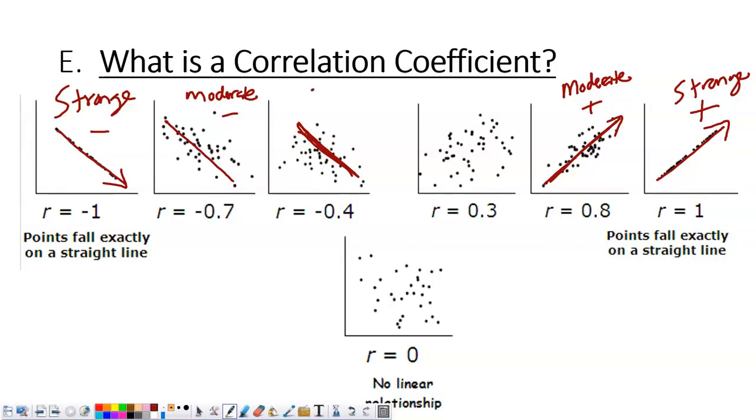Same thing here. This is a pretty weak relationship. This is really weak. It still has a little bit of a downward trend, so we'll say it has a weak negative relationship, but it's very weak. You barely see it. This one, I could see a little bit of an upward trend in the data. So I would say this has a weak positive relationship.